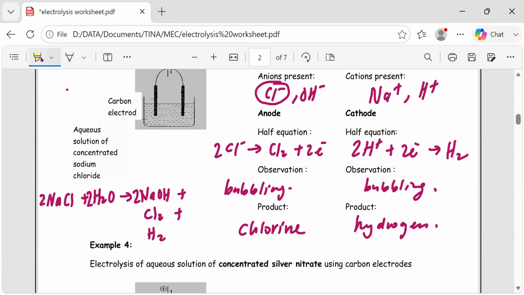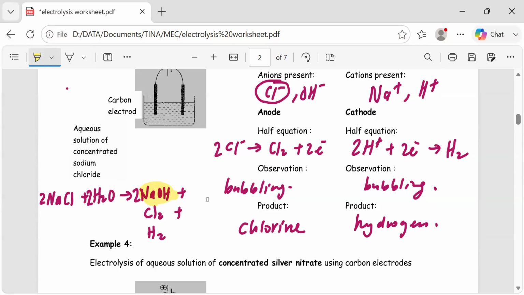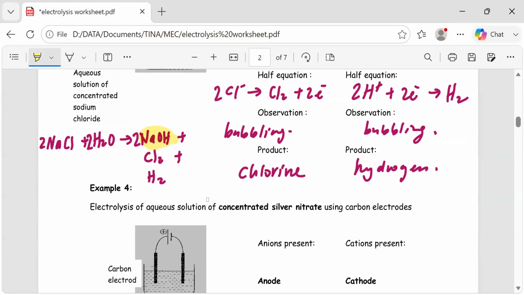You start out with sodium chloride in water. In your solution, you end up with sodium hydroxide. So when they ask you what's left in the beaker, you must be able to say sodium hydroxide. Did you all get this correct? Can I move on?